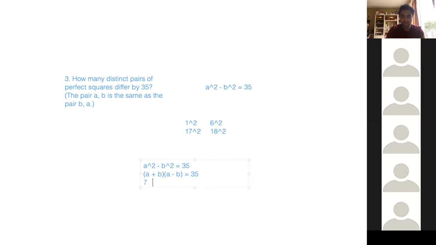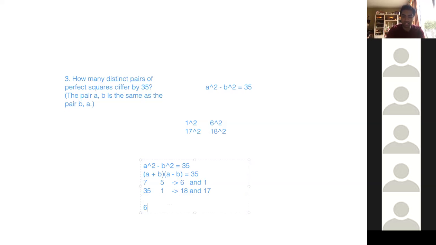So it could be 7 and 5, or it could be 35 and 1. So these are the only 2. So we need the sum to be more than the difference. And then we want 2 integers here. So if the sum is 7 and the difference is 5, what should the 2 numbers be? This should just be 6 and 1. And if the sum is 35 and the difference is 1, the numbers should be 18 and 17.